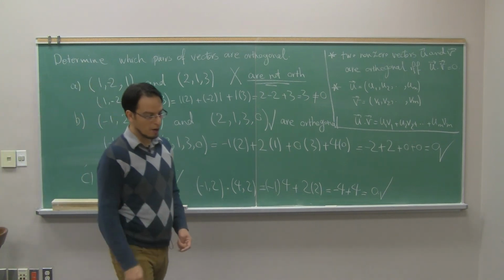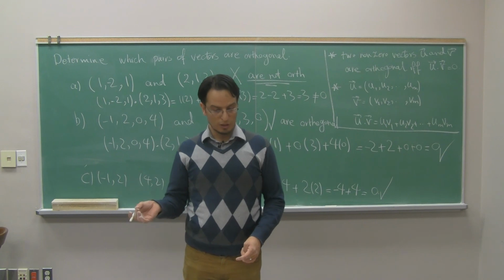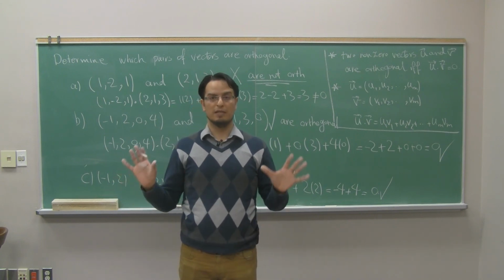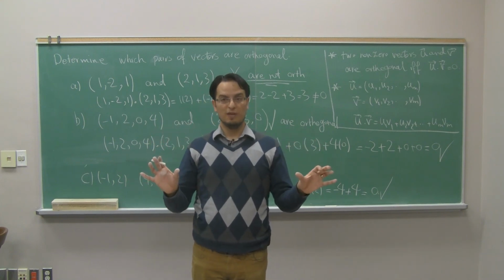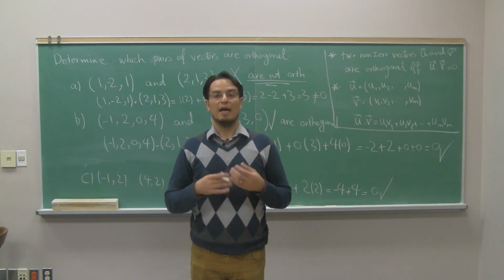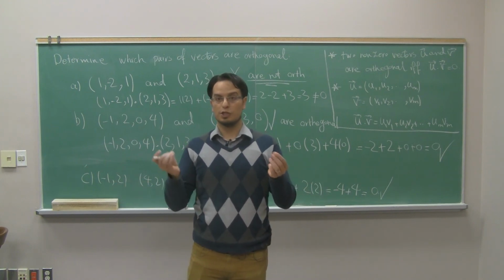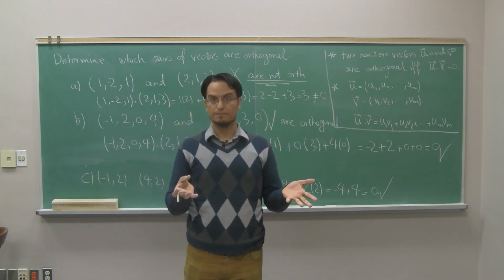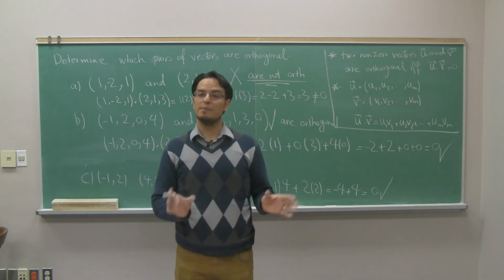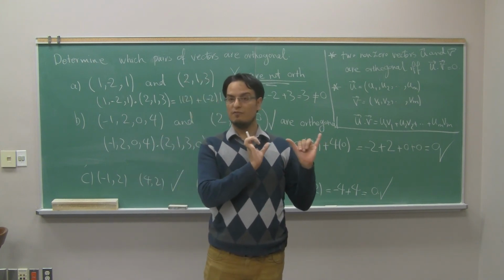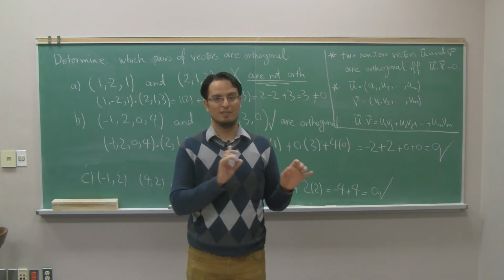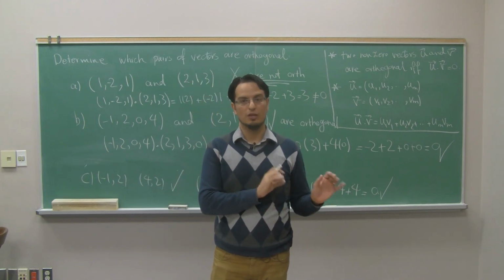Okay, very quick wrap up. Dot product is defined for all Rm, meaning that if you have two vectors with the same number of components, you can dot product them. And it is defined by multiplying the corresponding components and adding them. It will give you a number. If that number is 0, that means that two given vectors are orthogonal. If the dot product is not 0, it means that they are not orthogonal.